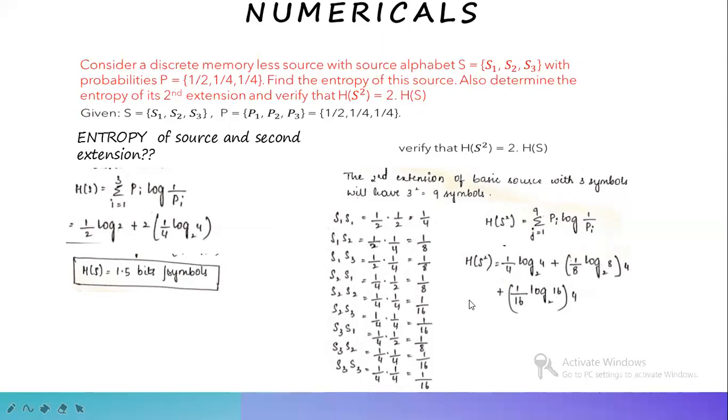How many 1 by 16s are there? 1, 2, 3, and 4. Now substitute 1 by 16 into log 16 to the base 2 into 4. After calculating this, we get the entropy value of the second extension of the basic source as 3 bits per symbol. Now they've asked you to prove it.